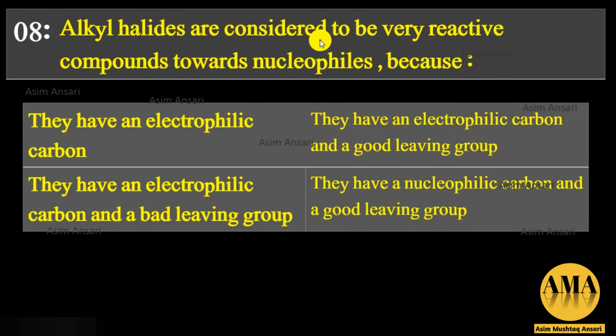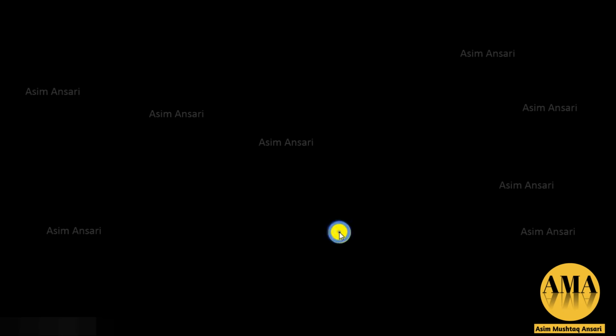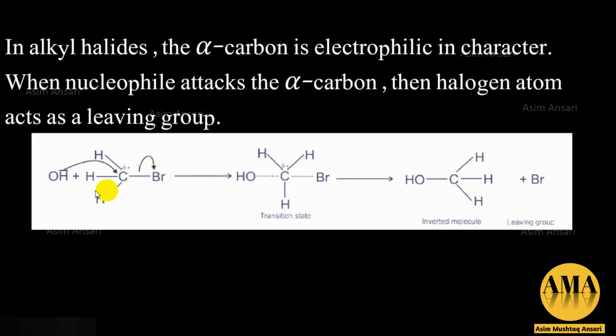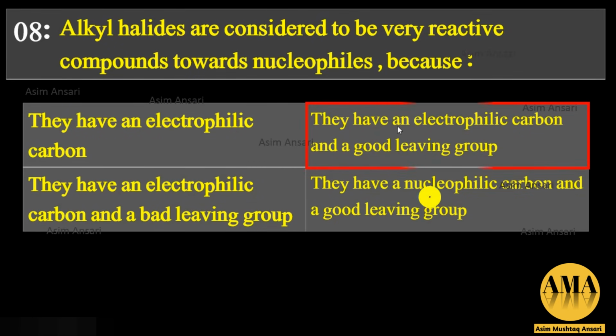Next, alkyl halides are considered to be very reactive compounds towards nucleophiles because they have an electrophilic carbon and a good leaving group, an electrophilic carbon and a bad leaving group, or a nucleophilic carbon and a good leaving group. In alkyl halides, the alpha carbon is electrophilic in character. When a nucleophile attacks the alpha carbon, the halogen atom acts as a leaving group. As you can see in this reaction, when the nucleophile hydroxyl group attacks the alpha carbon, bromide acts as a leaving group. So the exact answer is: they have an electrophilic carbon and a good leaving group.